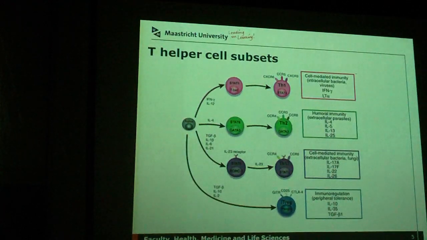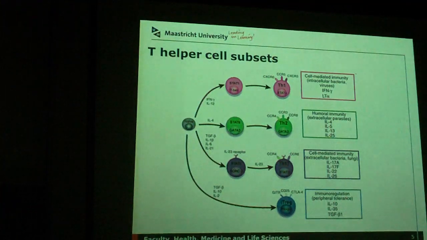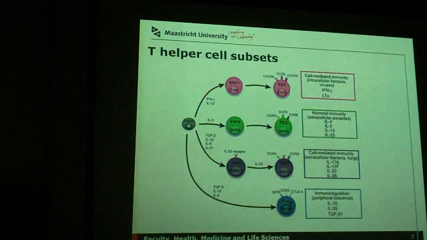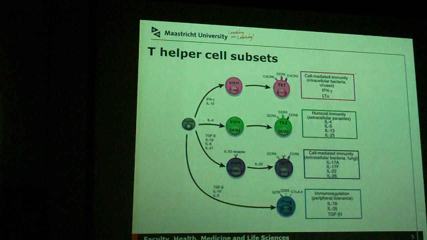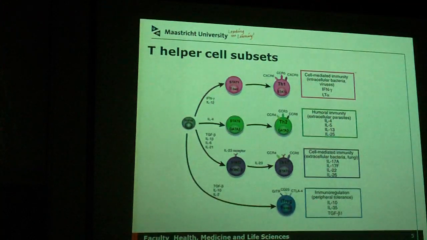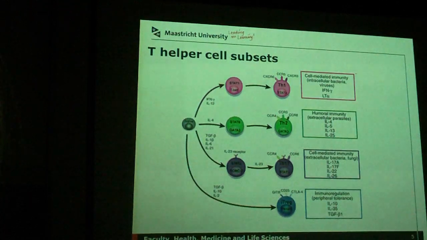So here you see a naive T cell, and it needs a couple of signals to get activated. What does it need? Do you remember? What signals does a T cell need to get activated? T cell receptor trigger. It needs to recognize an antigen which is presented by an MHC molecule on an antigen-presenting cell, and it needs co-stimulation.